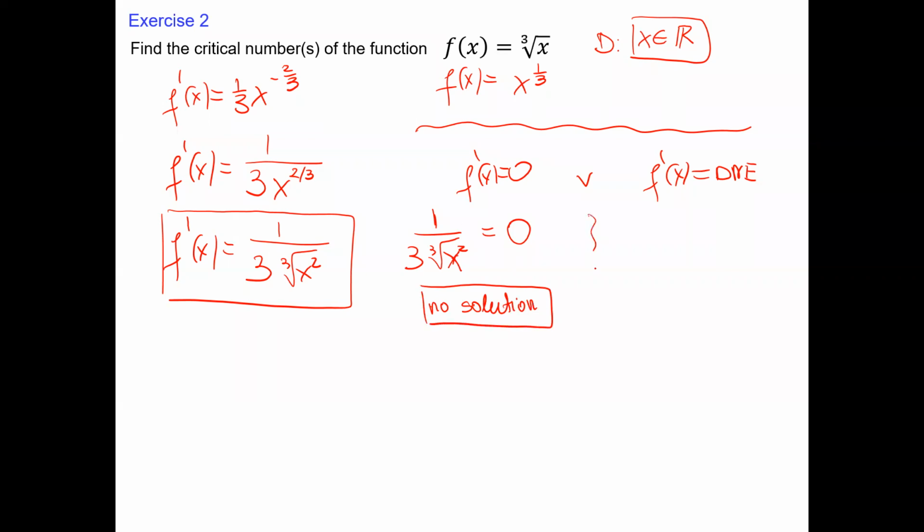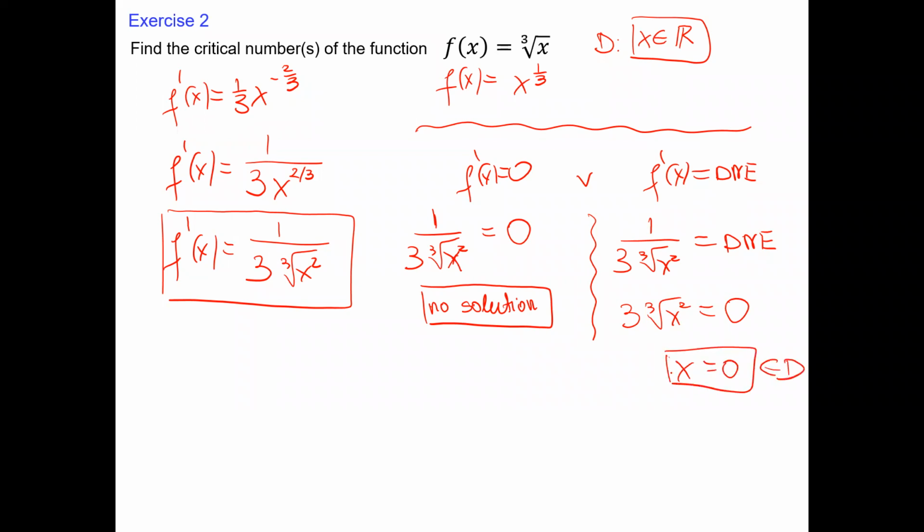This is never 0. Now, derivative is undefined if 1 over 3 cube root of x squared is undefined. Let's do it this way. A fraction is undefined if the denominator equals 0. We know this from algebra. The denominator equals 0 if x equals 0. Perfect. x belongs to the domain. This is a critical number. That's the only number that we've got from this calculation.